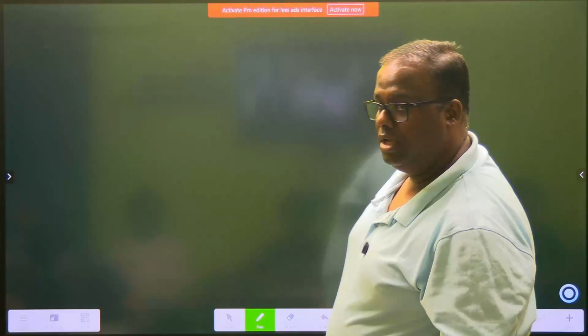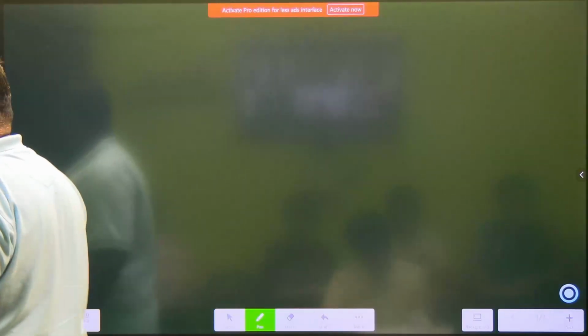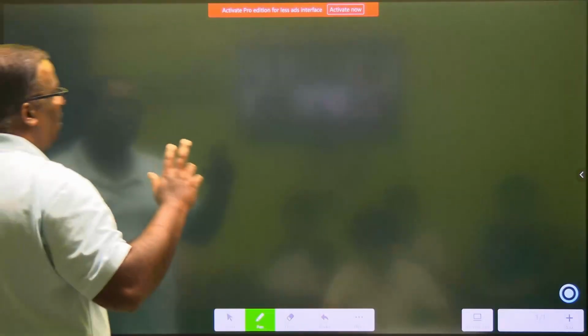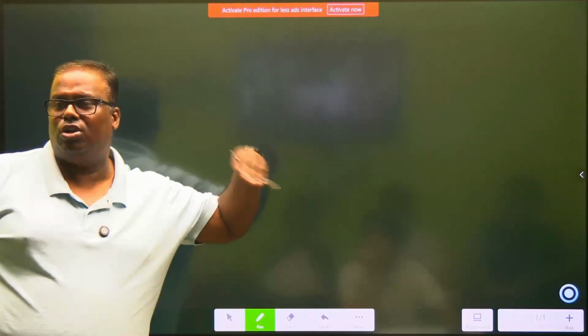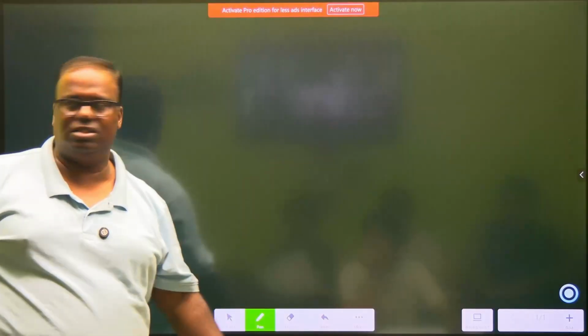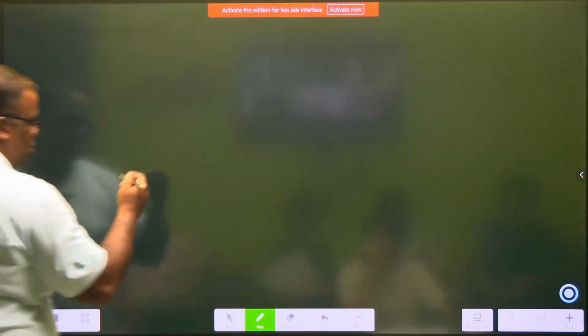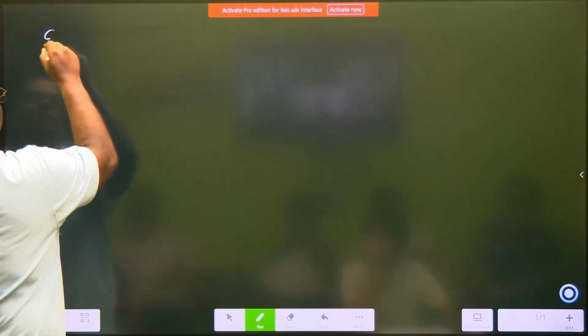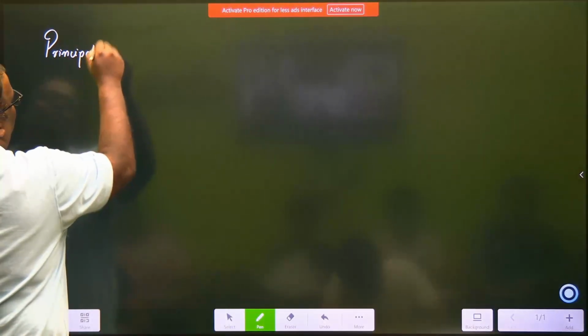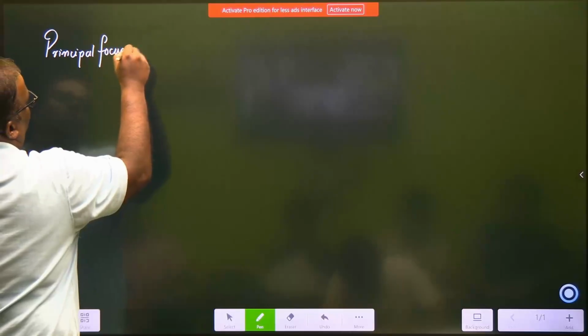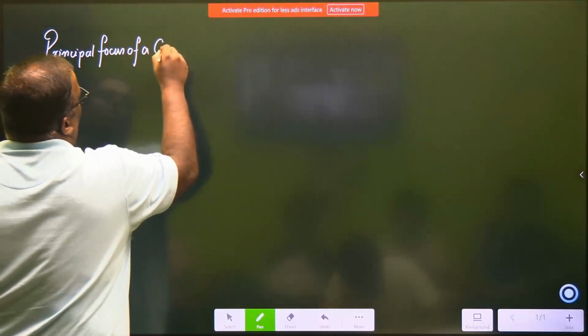Started recording the class. Okay, so today we will be studying about the principal focus of a convex mirror. And keep in mind that in this chapter we become a little bit stepmotherly. We love concave more. We'll be loving convex less, but we need to study that also. So our next topic for today is the principal focus of a convex mirror.